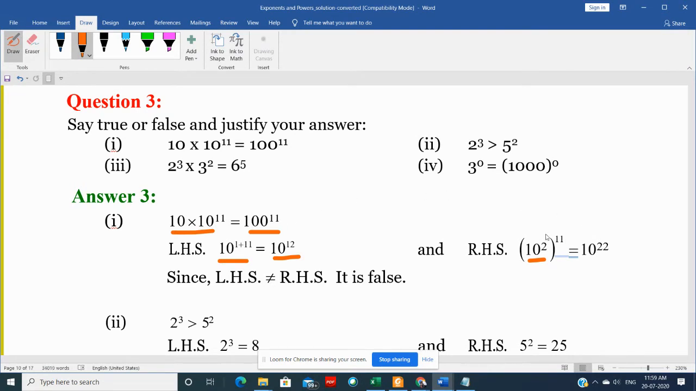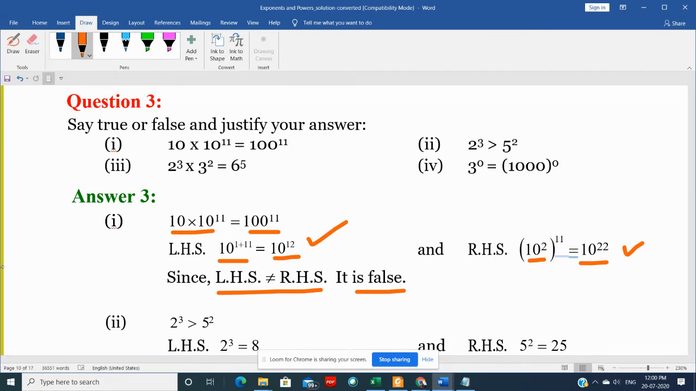So now you can see that power of power means 11 twos are 22. So 10 raised to 22. So your LHS is 10 raised to 12 and your RHS is 10 raised to 22. Alright? So you can easily compare that they are not equal. Hence, LHS and RHS are not equal, so it is false. Alright? Okay. Now, coming to the next question.